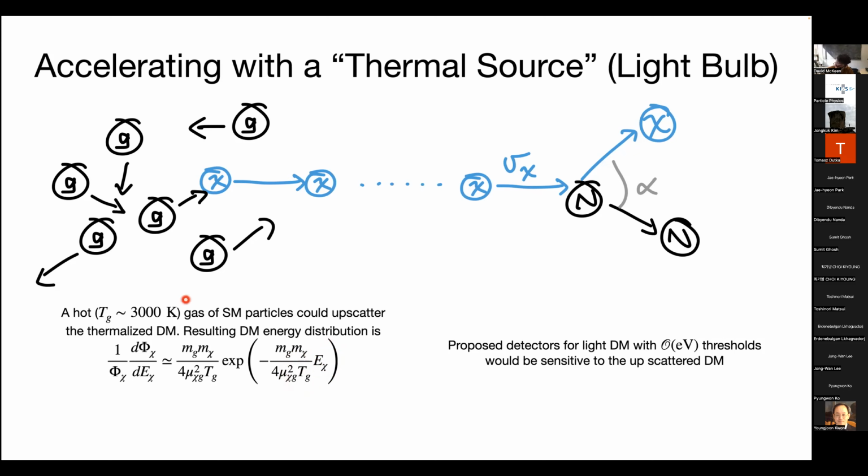And so, if you have 3000 Kelvin gas, which is very easy to get near a conventional light bulb, for instance, then you can upscatter this dark matter to kinetic energies of order an electron volt. And if that's the case, then if you have sensitive dark matter direct detection experiments, if they're sensitive enough to energy depositions of order an electron volt, then they might be able to see this.